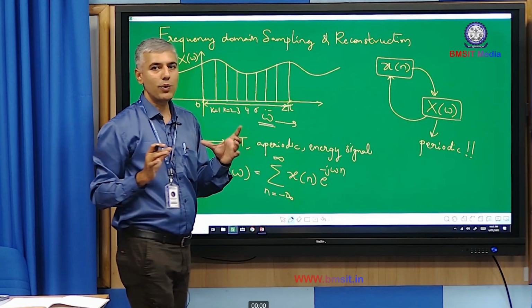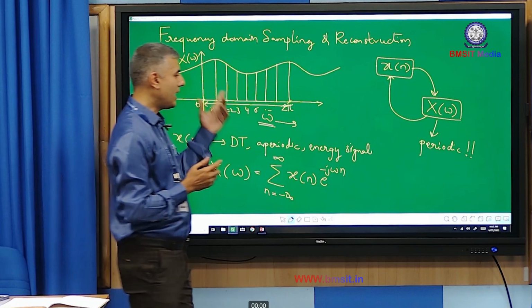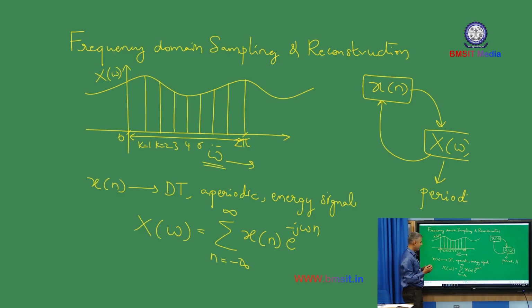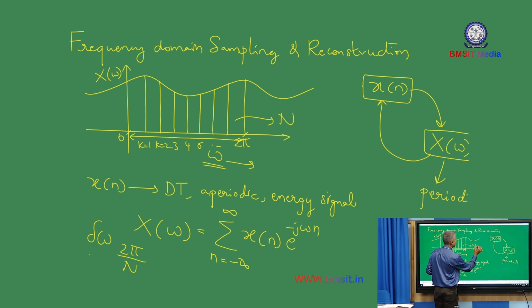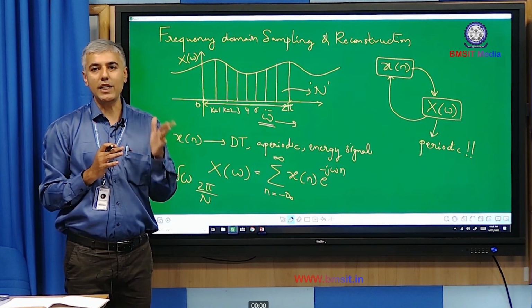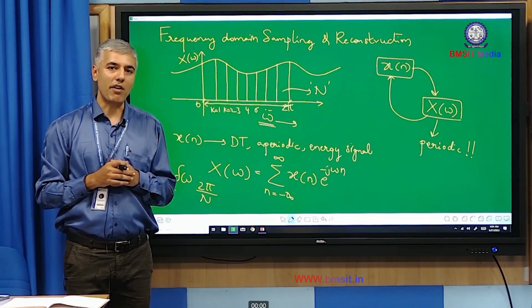So if you are going to take only samples of this, each strip of frequencies, we can represent it as delta of omega equal to 2 pi by N. That means if you are dividing this whole thing into N equidistant samples and take only one sample from each of them, then I will be getting N number of samples.